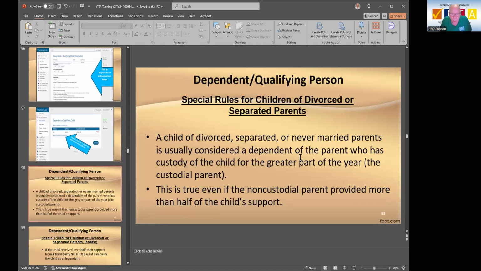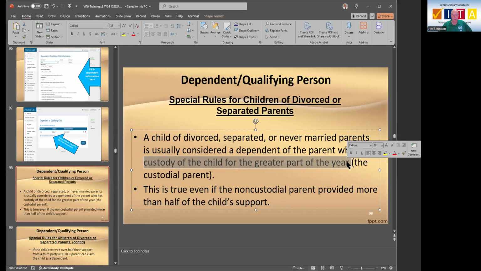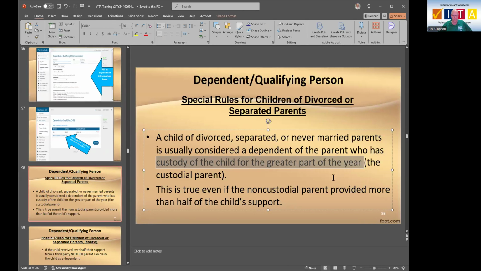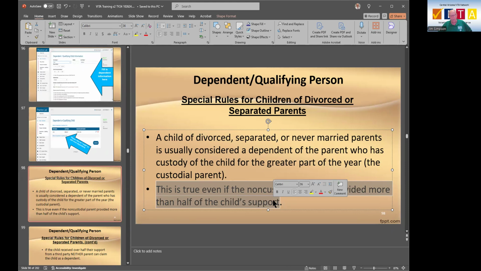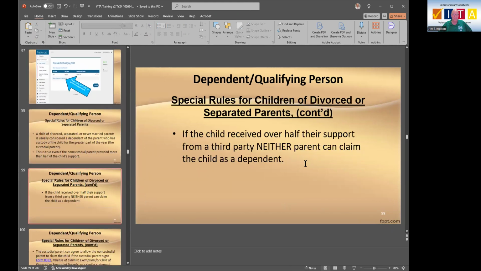Okay, so let's talk about special rules for divorced or separated parents. As I said, the custodial parent is the one who has custody for the greater part of the year. And in the IRS's rules, that is the person who is entitled to the exemption, even if the non-custodial parent provided more than half of the child's support. If the child lived with one parent, they're the custodial parent and they're entitled to the exemption.